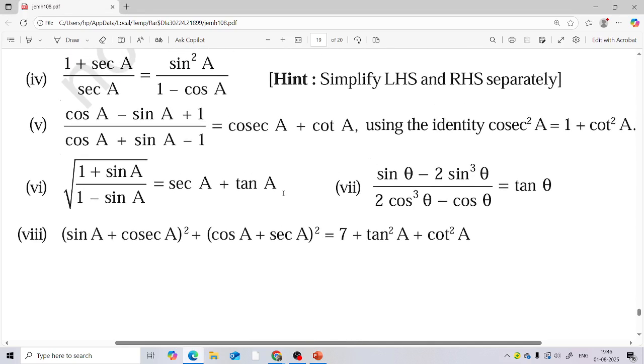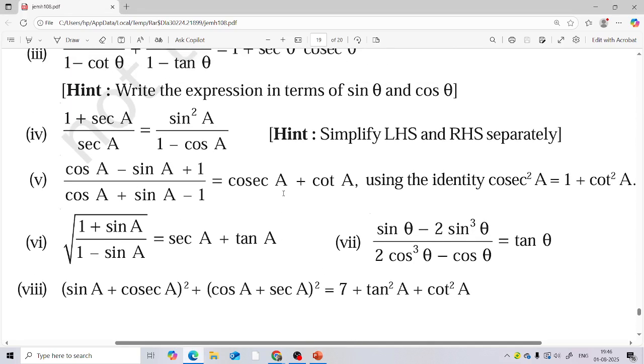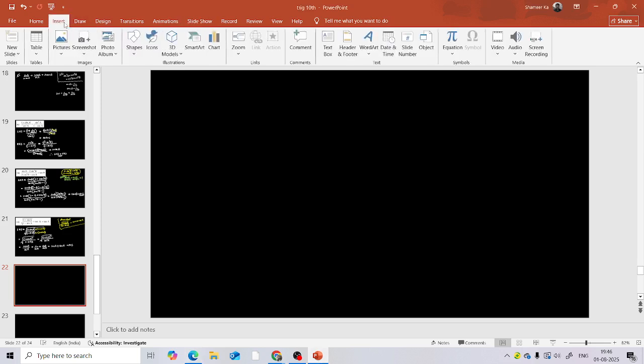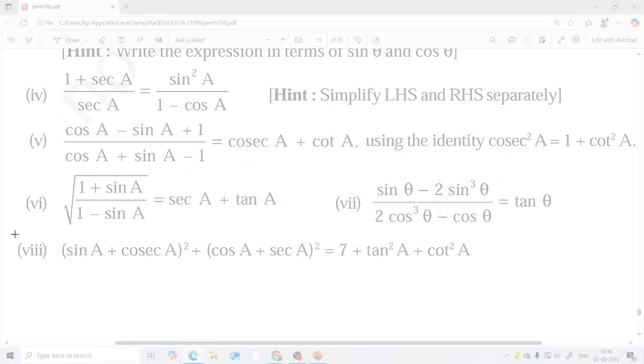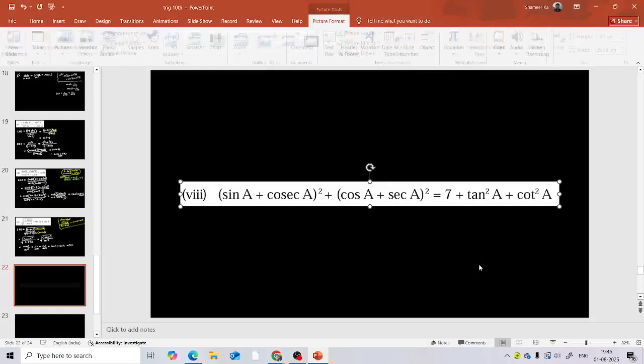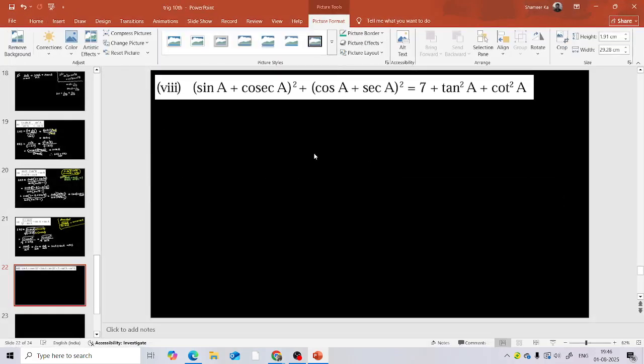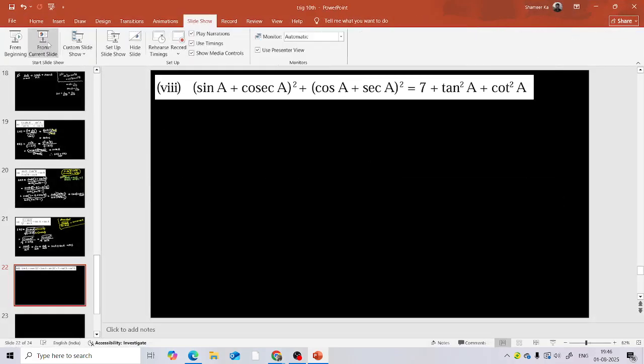So let me discuss the 8th one. Sin a plus cosec a all square plus cos a plus sec a all square equal to 7 plus tan square a plus cot square a.